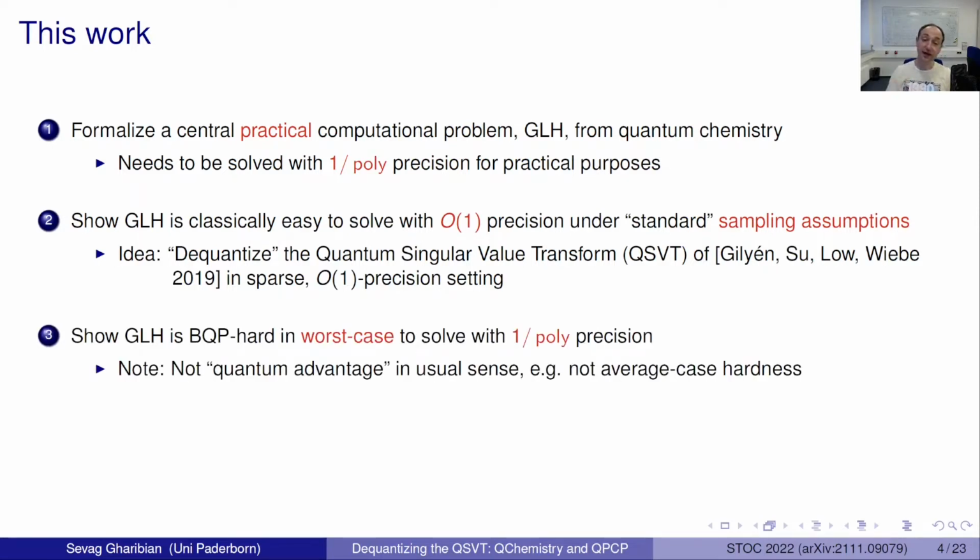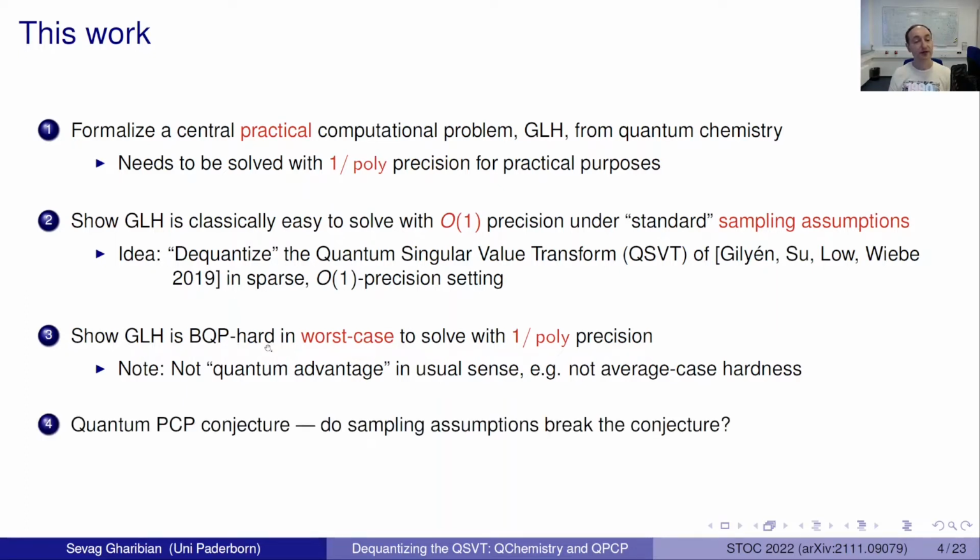Now when we return to the setting that quantum chemists care about, this 1 over poly precision setting, we next show that this problem is actually going to be BQP-hard in the worst case, meaning that if you can simulate this problem efficiently classically, then you could also efficiently simulate any efficient quantum computation classically. BQP is the quantum analog of P. And finally, I'll try to tell you a bit about what all of this has to do with the quantum PCP conjecture.